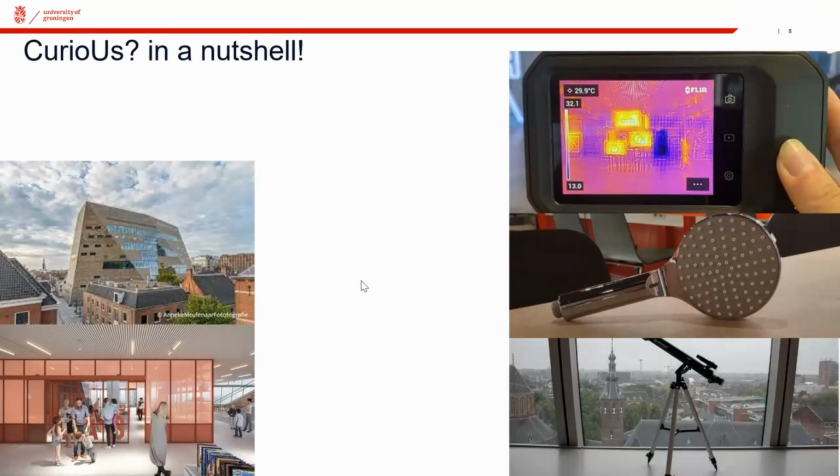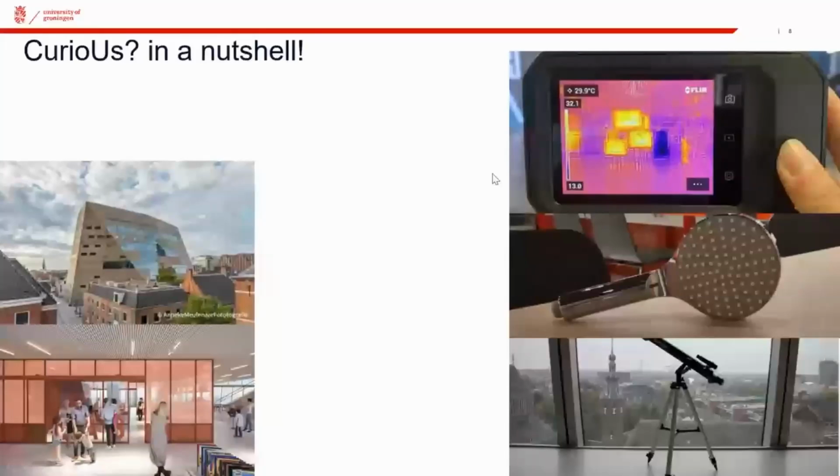A few examples are an infrared camera that you can see in the presentation, which you can use to check the insulation of your house, for example. We have a shower head that measures the amount of water and energy you use when you shower. For people who would like to try stargazing, we also have telescopes, and far more. If you want to know more, you can send me an email later on. That was just, in a nutshell, what we do in the Curious program. And I would like to give the floor back to Mohammed.